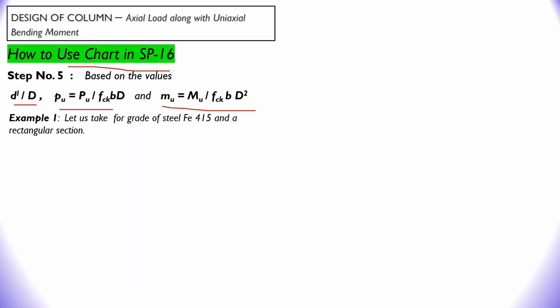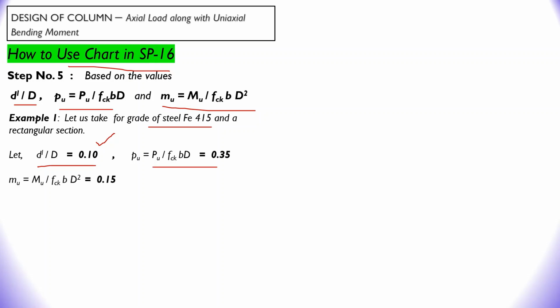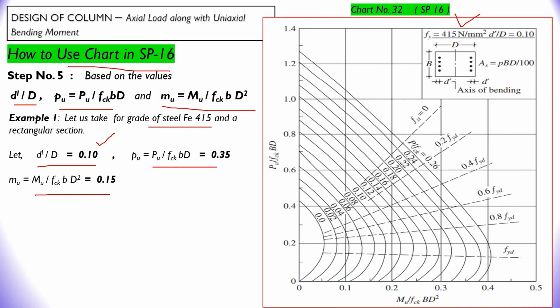And we will be discussing three types of examples here. First example: suppose we have to design a column with grade of steel Fe415 and a rectangular section. Suppose we have calculated that the D dash by D ratio comes out to be 0.1, Pu comes out to be 0.35 and Mu comes out to be 0.15. Based on this information, that means the D dash by D ratio and Fe415, we can select chart number 32. So what is this chart 32?